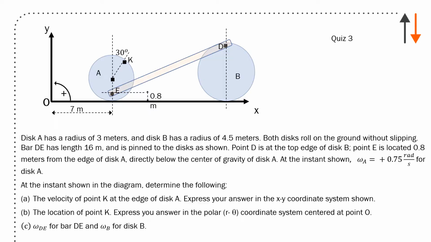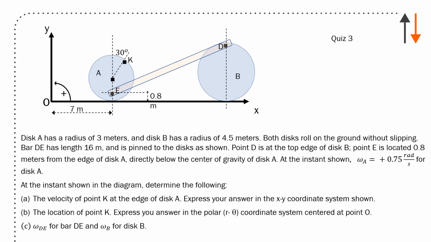In the next problem, I have here a disk for quiz 3, and it has a radius of 3 meters, so a disk A, and disk B has a radius of 4.5 meters. Both disks roll on the ground without slipping.